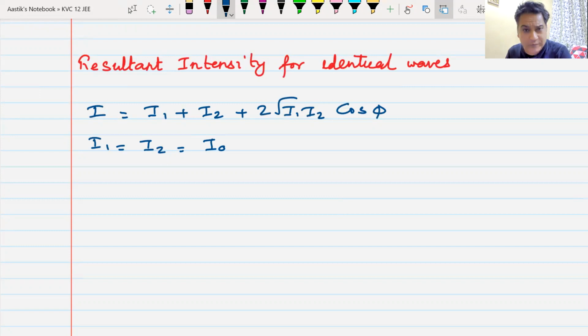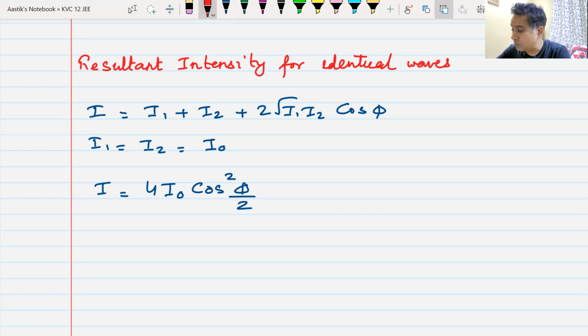Here what I am trying to do is devise a general formula. I have given you the maximum intensity, 4 times I0. I have given you the minimum intensity, that is 0. Now I'm trying to give you a general formula, which can come many times in many exams. It has come. So that is why I'm giving you a general formula. If I1 and I2 are equal to I0, and I will not show you how it comes, the resultant intensity I can be written as, and that is your homework, 4 times I0 cos square phi by 2.